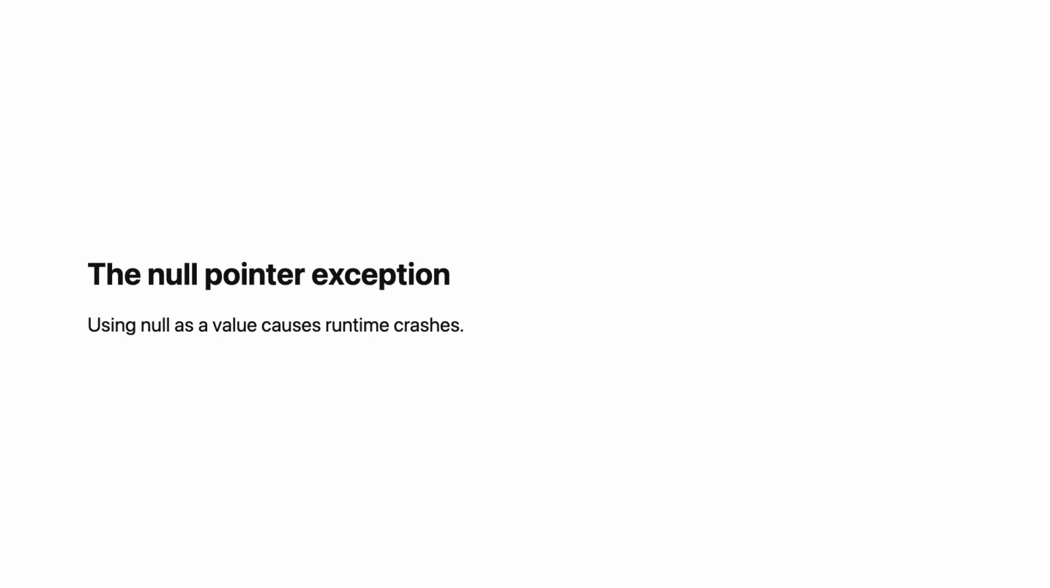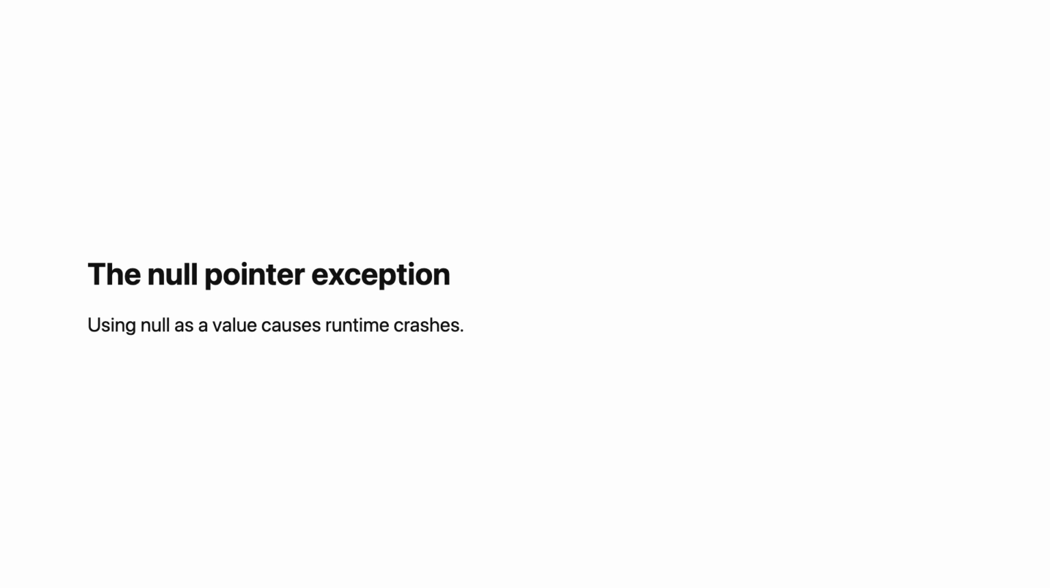The type says user, but the value might be null. The type lies. Null turns what should be type errors into runtime crashes. The compiler says this is a user, but at runtime it is nothing.